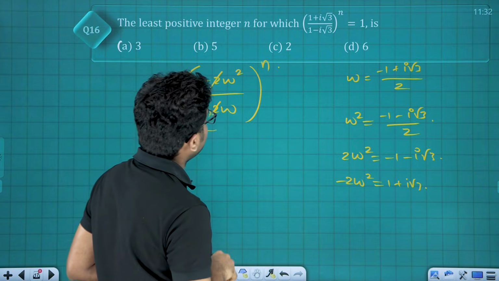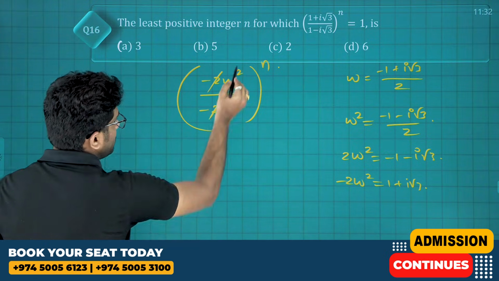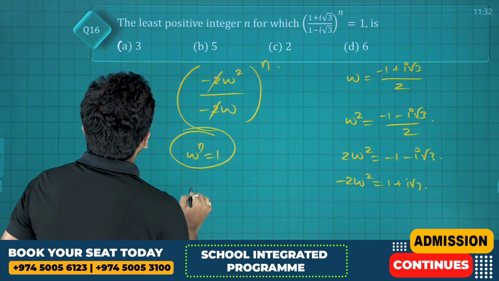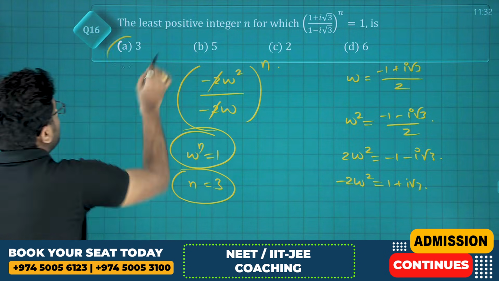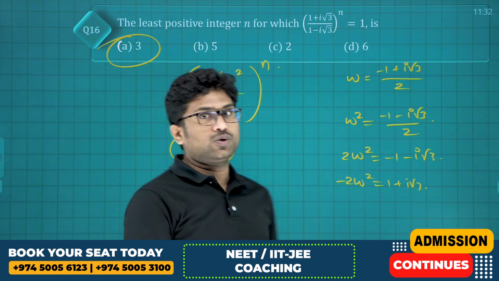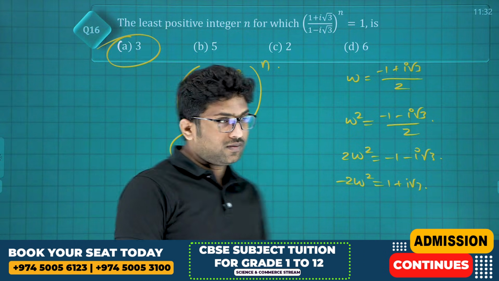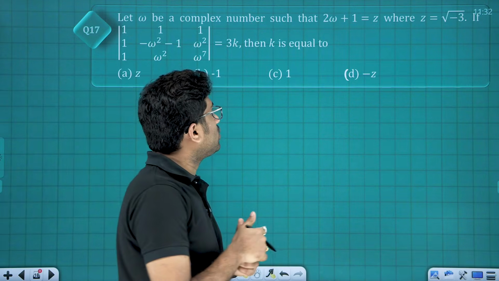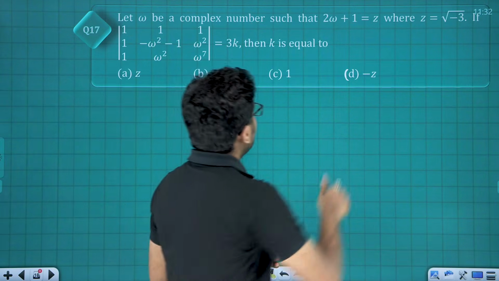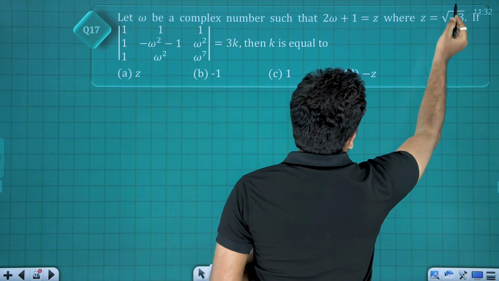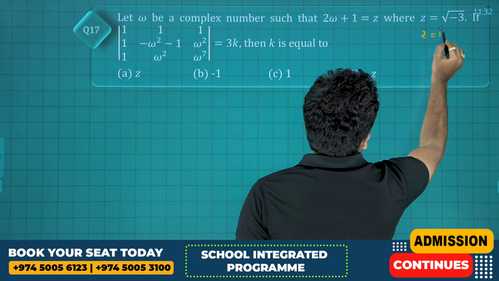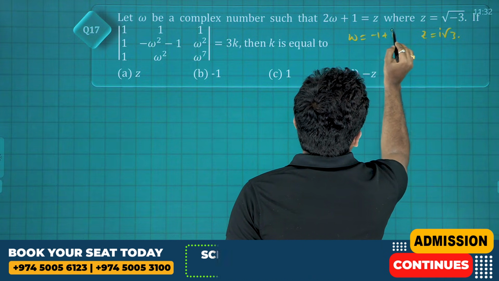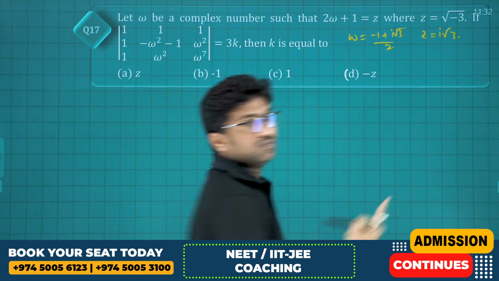2 gets cancelled. Omega square by omega is omega, so omega power n will be 1 if n is equal to 3. Clear? The least positive integer for which it is going to be true is n equals 3. Okay? Next question. Let omega be a complex number such that 2 omega + 1 is equal to z, z is equal to i root 3. See, z is equal to i root 3 and omega is equal to (-1 + i root 3)/2, which we already know.